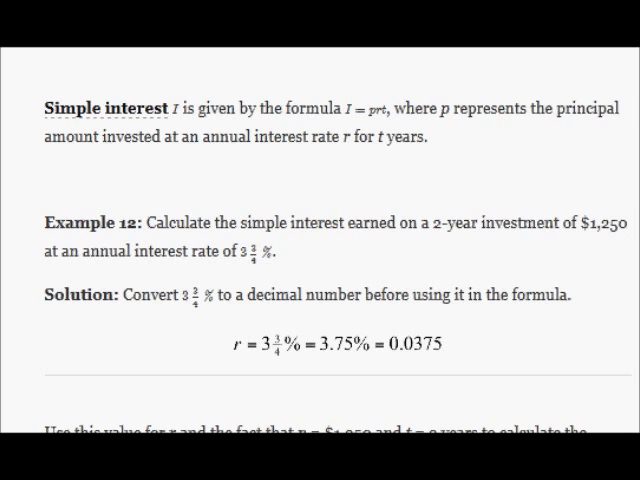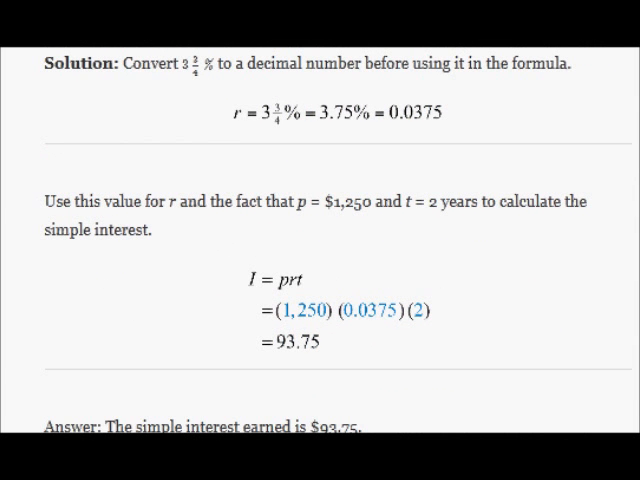interest is PRT. Principal is how much money you're investing. Okay, $1,250. Rate here is 0.0375. And time is 2 years. Okay. P is 1250, T is 2 years, R is 0.0375. So, interest equals 1250 times 0.0375 times 2. You're probably going to need a calculator here, and you'll get, as a result, $93.75.